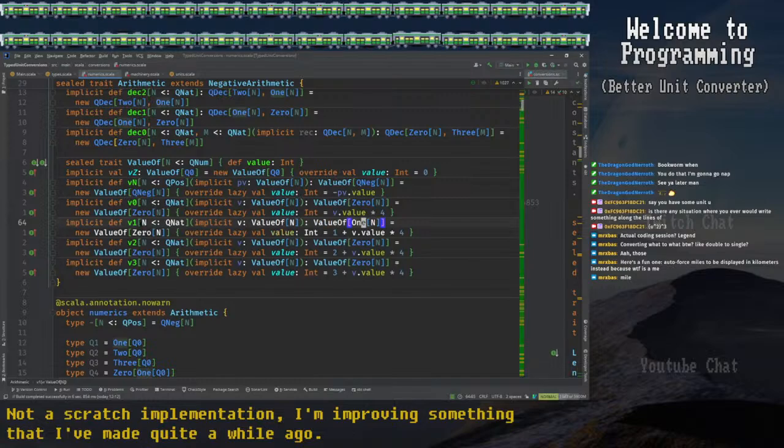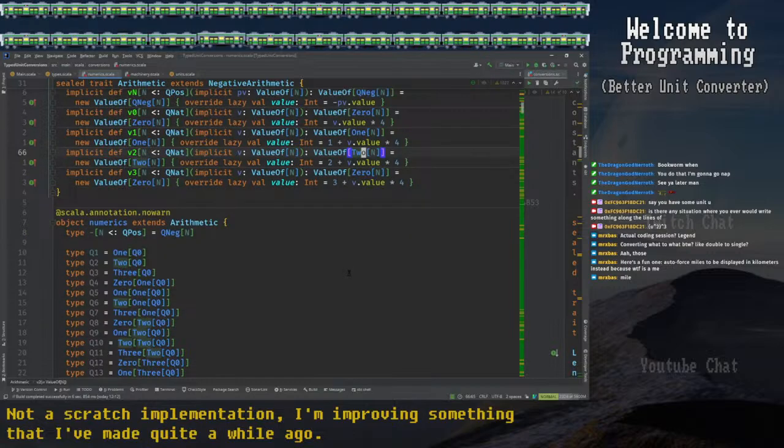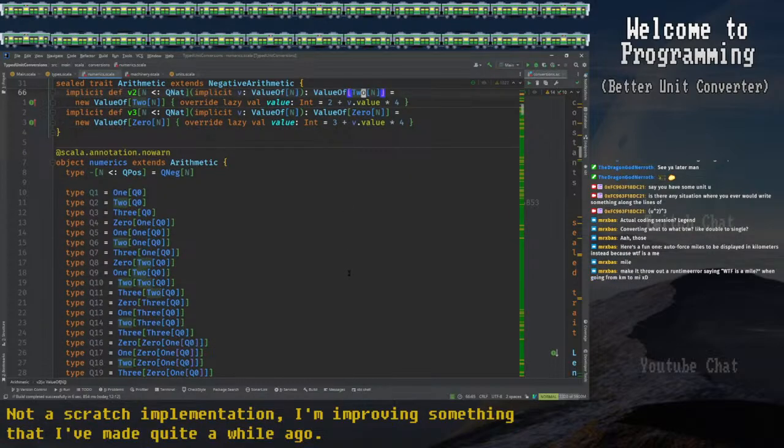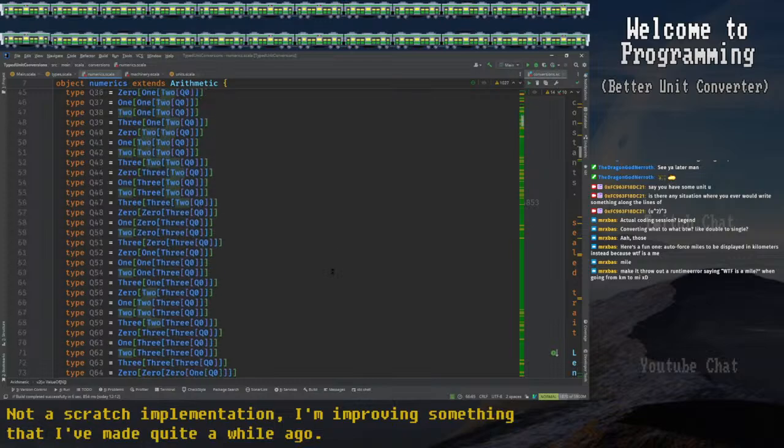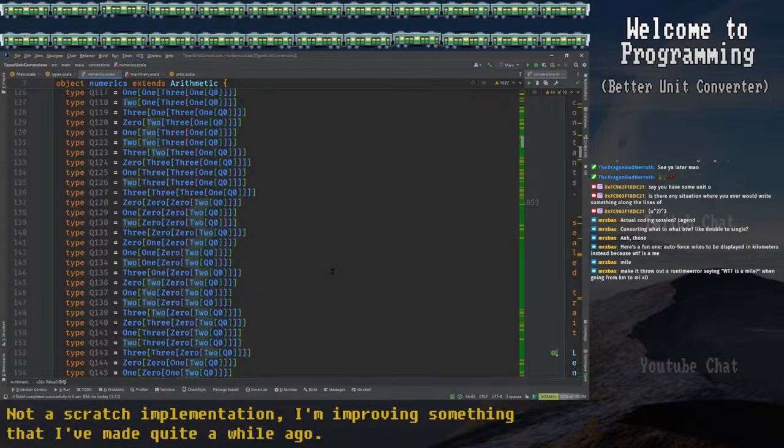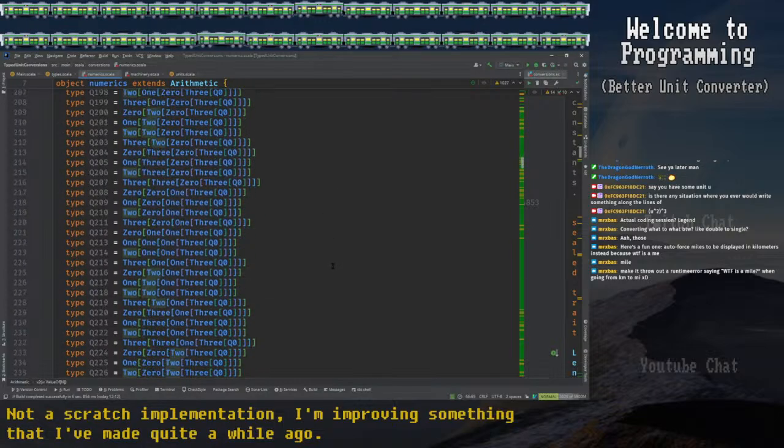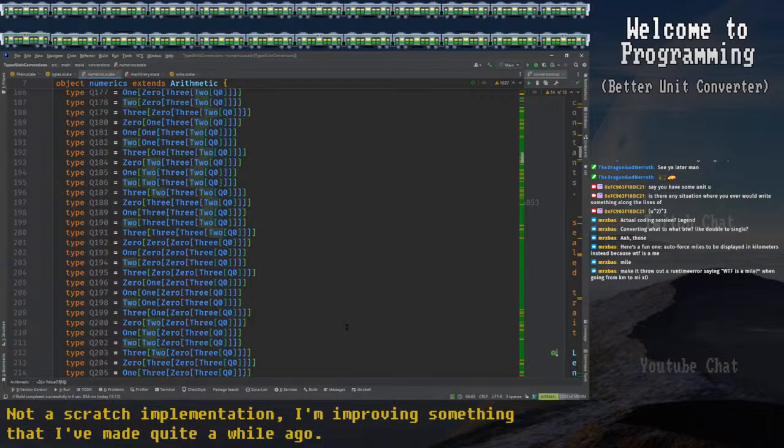And currently I am trying to define numbers, as in numbers that live outside of runtime. I don't know if you're looking at the screen exactly, but I have defined base 4 numerics that live only in the type system. None of these are ever going to be turned into actual objects.